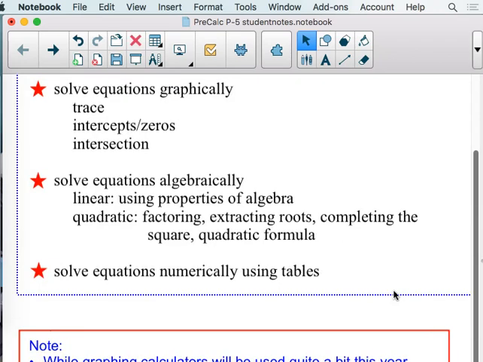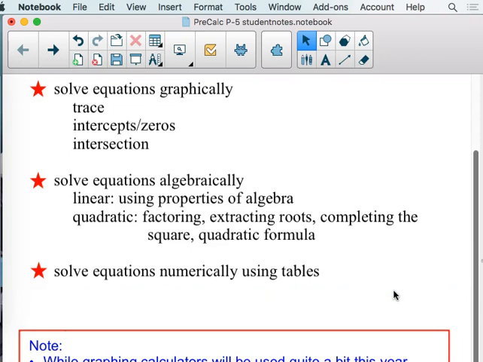Then, if we want to solve quadratics, remember quadratics have a power of 2 as the highest power. That's called the degree, and those are parabolas. We're going to try to solve them by factoring. If at all possible, we want to factor, because that's the easiest way to do it. But we may end up having to extract roots, which means taking a square root, but this book uses the fancy word extracting. And that brings us to completing the square and the quadratic formula. And we will not get to solving equations numerically using tables. We'll probably get through maybe one example of completing the square and have to call it a day.